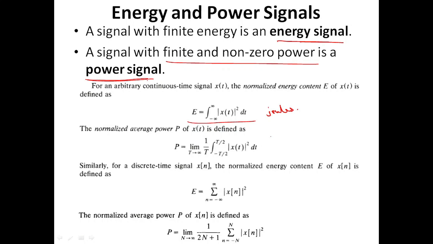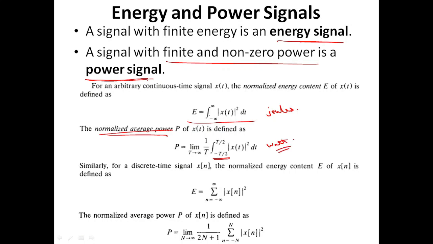Then power, which is basically the normalized average power, is given by capital P equals limit T tending to infinity, 1 by T, integral from minus T by 2 to T by 2. Please see the limit. It is for one time period. Power is for one time period, modulus of x of t whole square dt. What is the unit of power? The unit of power is watt.